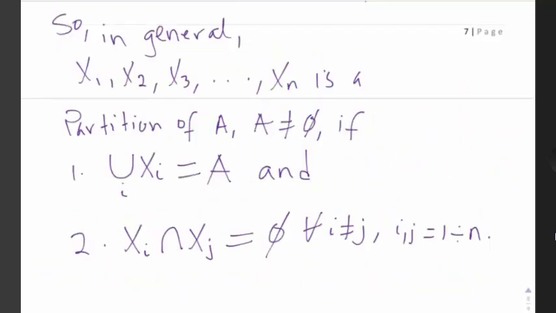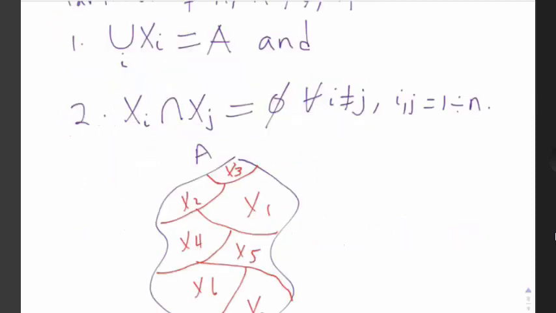So in general, we say that X1, X2, X3 right up to Xn is a partition of A, where A is non-empty, if their union equals A, and Xi intersection Xj is an empty set whenever i is different from j, i, j from 1 to n, i.e. the subsets are mutually disjoint. So we're looking at something like this.